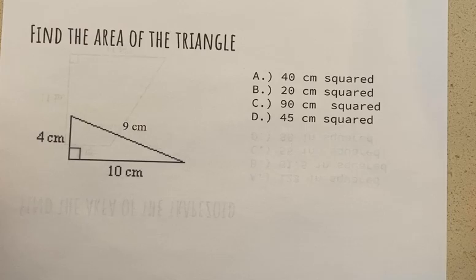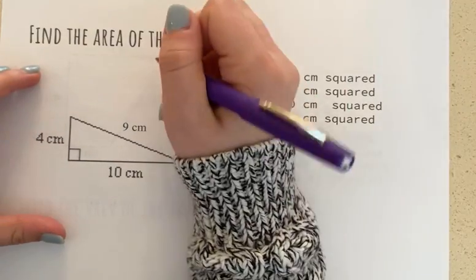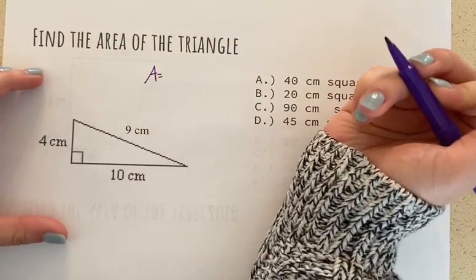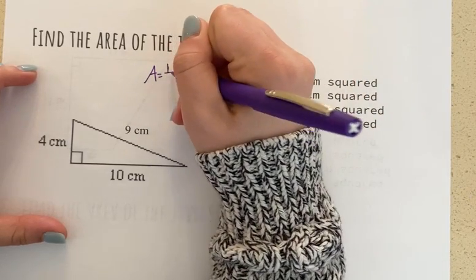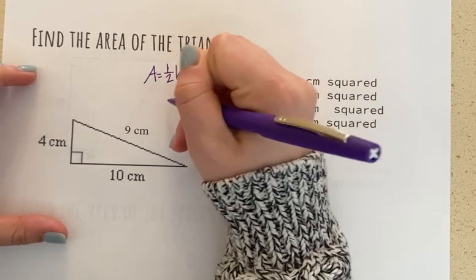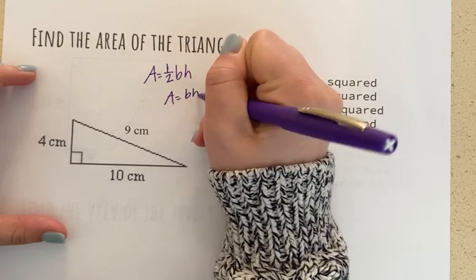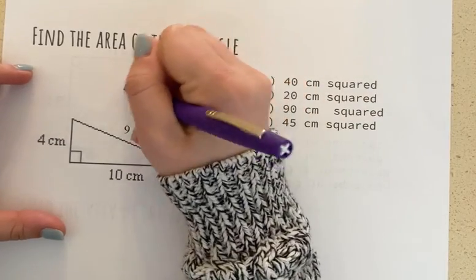All right, so now I'm looking at this. Before I even get started, I'm going to write my formula, which is area is 1/2 base times height. I like to write it personally like this. These are the same.